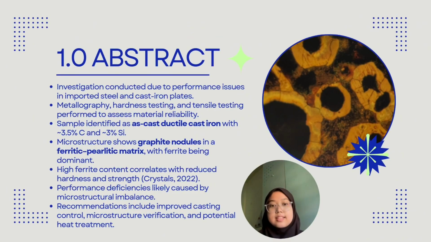This slide summarizes the entire study. We investigated a cast iron steel plate because ABC Engineering observed inconsistent performance. Through metallography and mechanical testing, we found that the material was a ductile cast iron with a ferritic-pearlitic matrix. The high ferrite content helped explain the lower than expected mechanical properties. Based on those findings, we recommend better casting control, microstructure checks, and potential heat treatment.